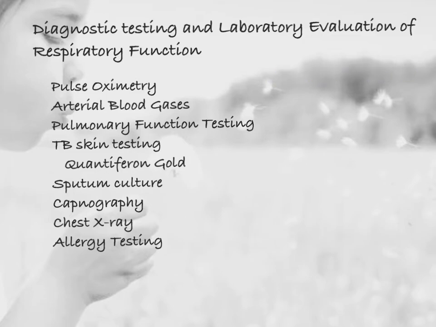Okay, so the next test we're going to talk about is arterial blood gas, or ABGs. You're going to find out a lot more about this when you get to Unit 7, which is Exam 3's content, when you do fluid, electrolytes and acid-base balance.